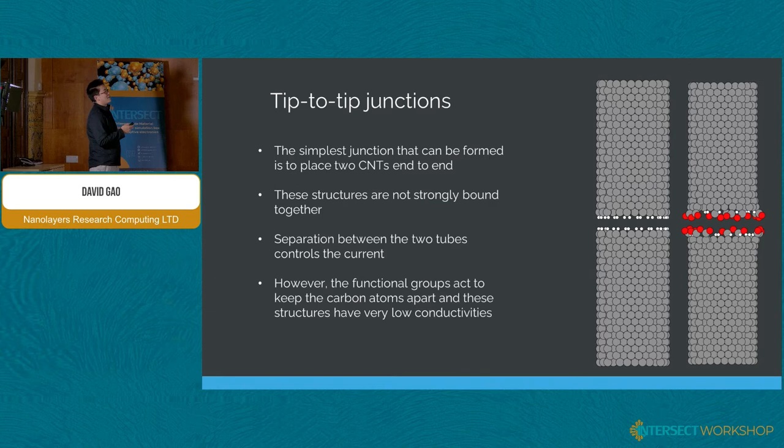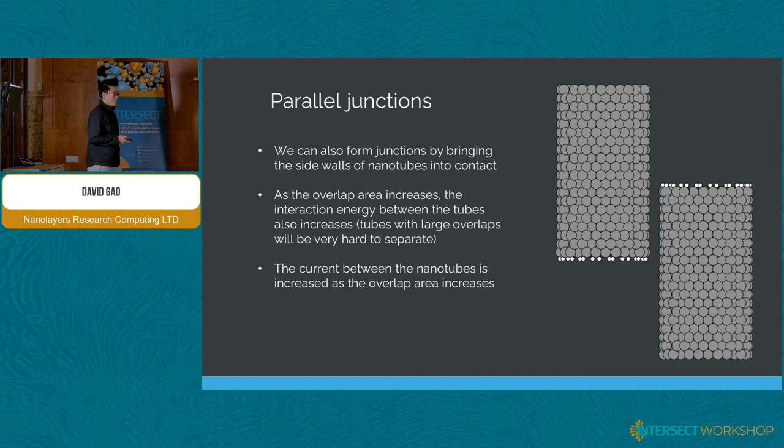The current between two tubes arranged like this is more or less dependent on the distance between carbon atoms. And this can be made larger, which reduces the conductivity even more when you functionalize the tubes. So a lot of the time, you might put something on the end here for various reasons. One of them is to control the dipole moment of the nanotubes, which in theory could make them more responsive to electric field. Yeah, so that's a very simple type of junction, but pretty low conductivity. So maybe not so dominant in terms of transport.